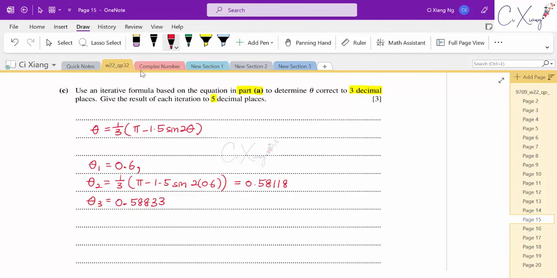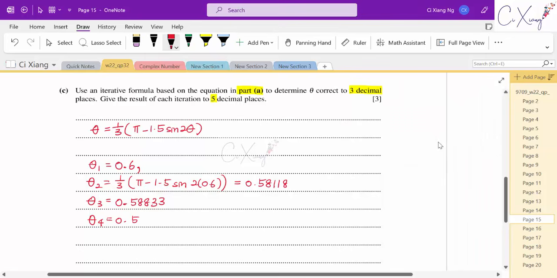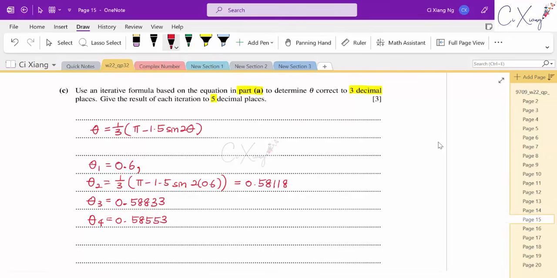Then I double check the 3 decimal places here. They are not the same value yet: 0.581 and 0.588. Therefore, I have to continue the iteration until I get the same value for 3 decimal places. So next I will calculate again, using 0.58833, then equal sign, and I get 0.58553. Again, double check the 3 decimal places: they are not repeated yet, so we continue the iteration.